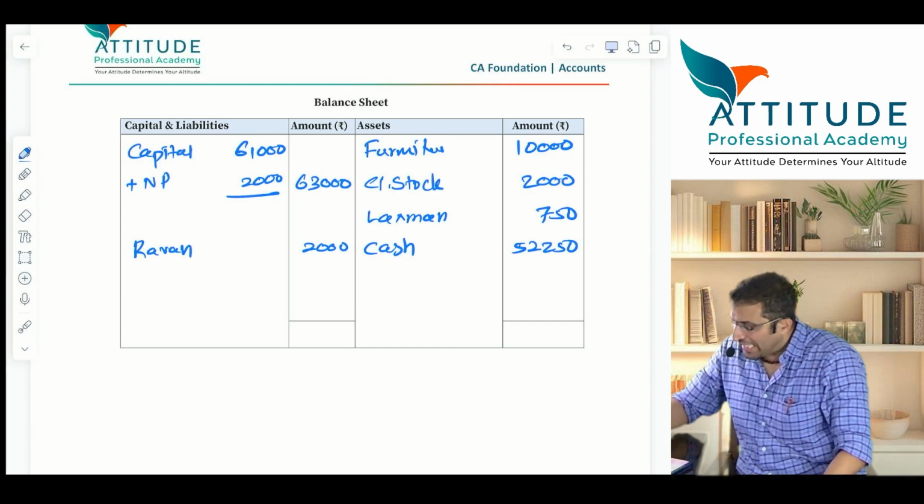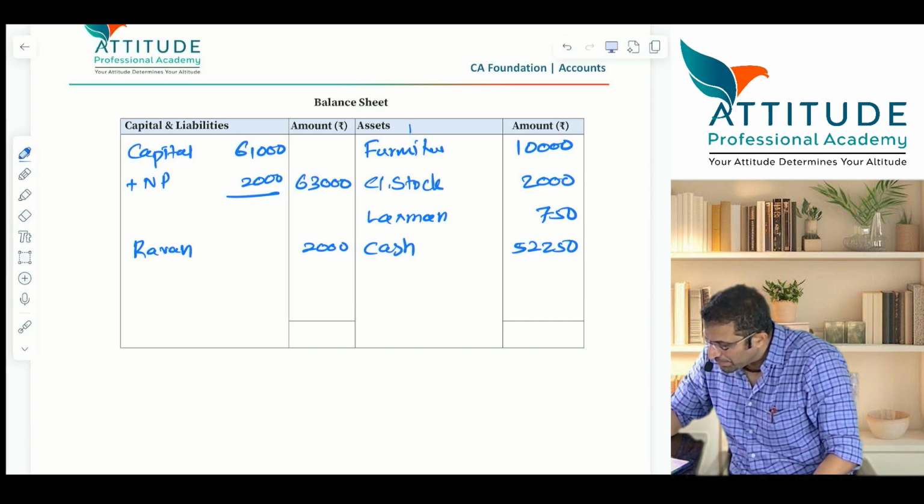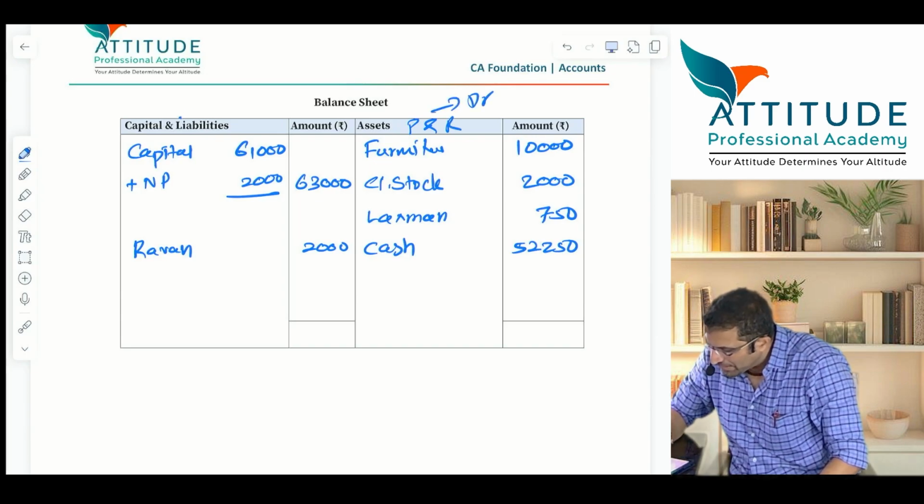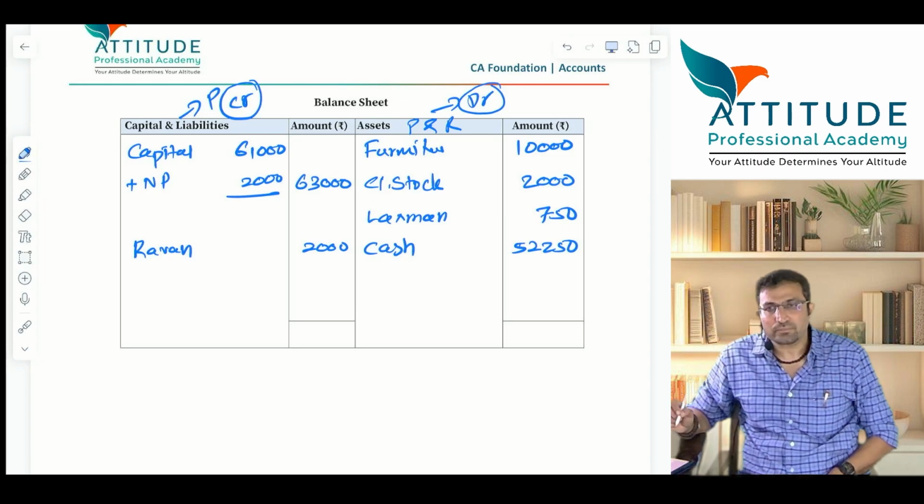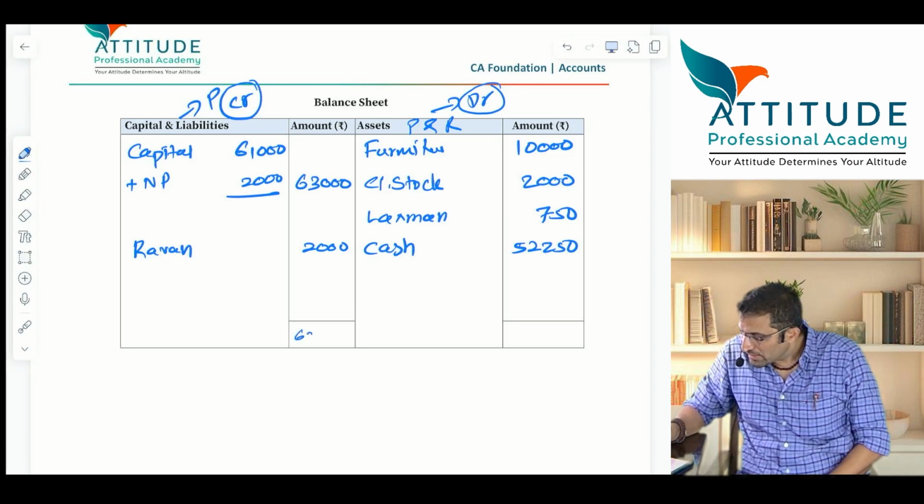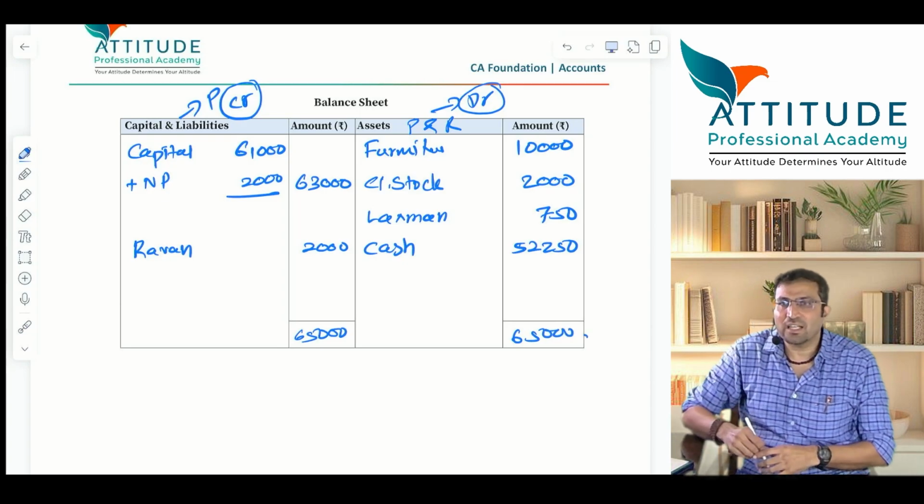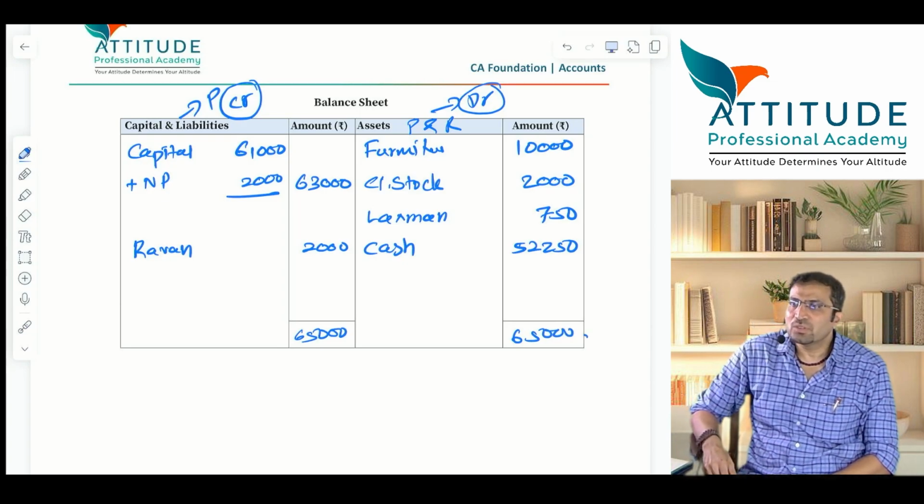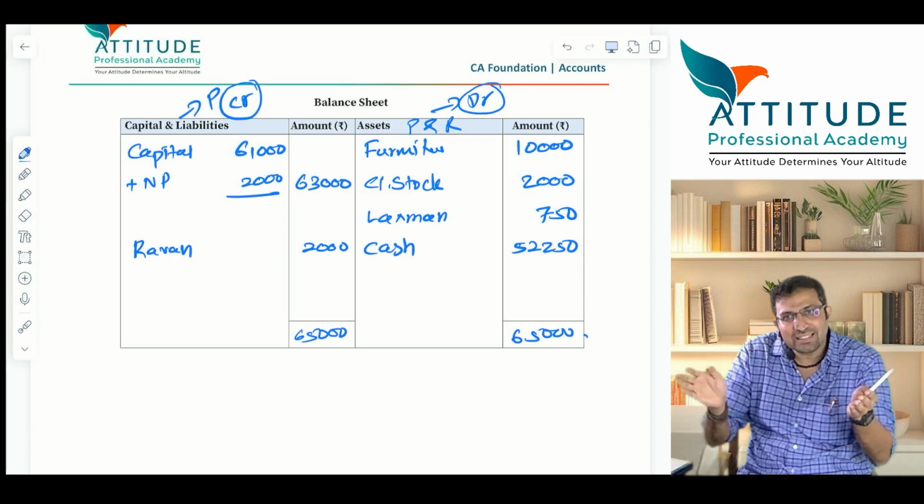Balance sheet will tally. Assets will show either personal or real, which is debit balance. Liabilities will show only personal, which is credit balance. 60. Now, hello. Answer is done.